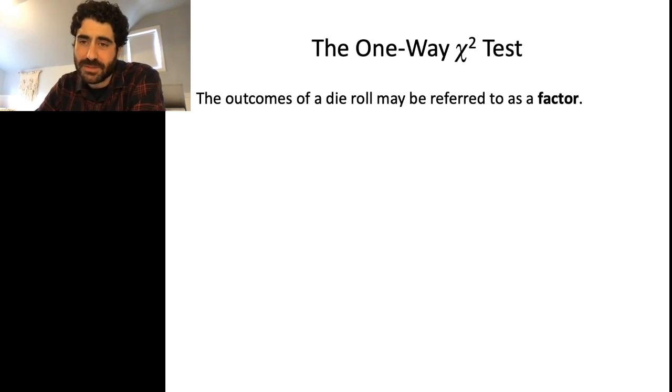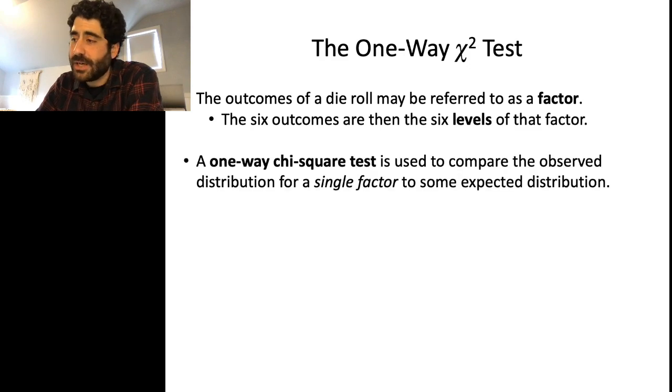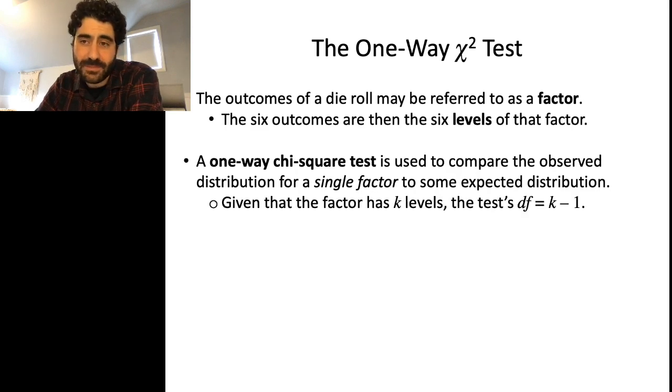Just to remind you about the terminology: in this experiment, we are measuring a single factor, meaning a single nominal outcome. There are 6 different levels of that factor, which just means there are 6 different possible responses for this one factor that we're measuring. So in this case we're going to use a one-way chi-squared test, which just means a chi-squared test for a single factor. The degrees of freedom here is simply the number of levels of that factor minus 1.